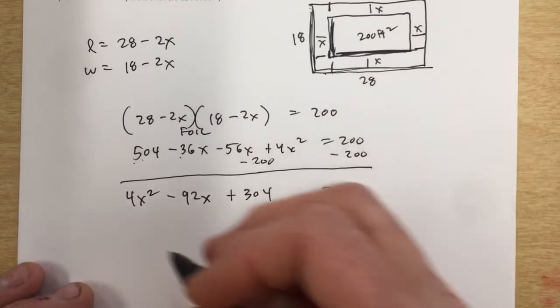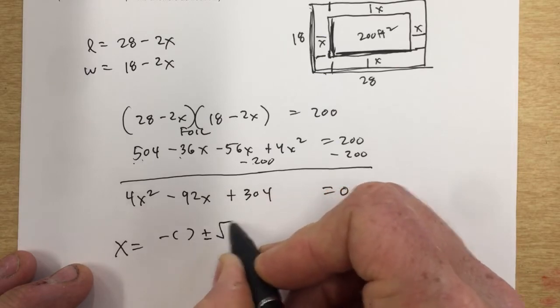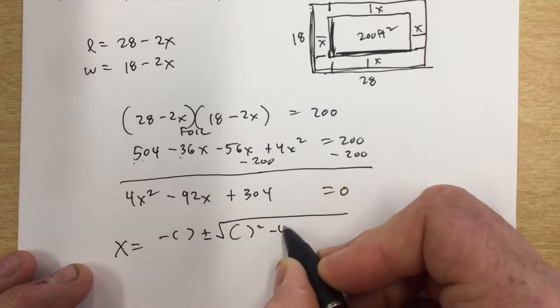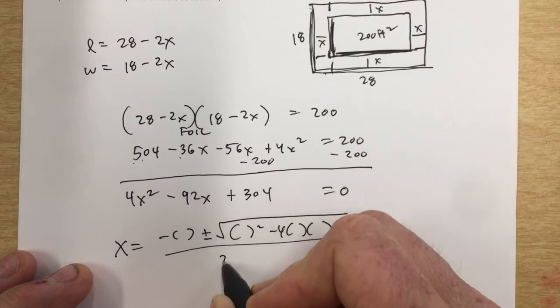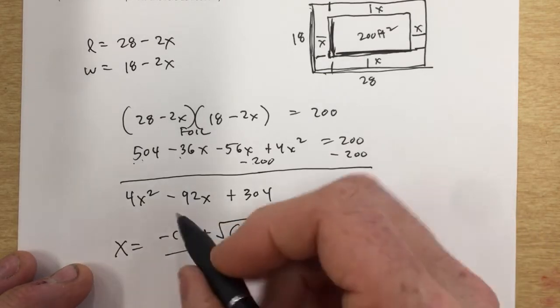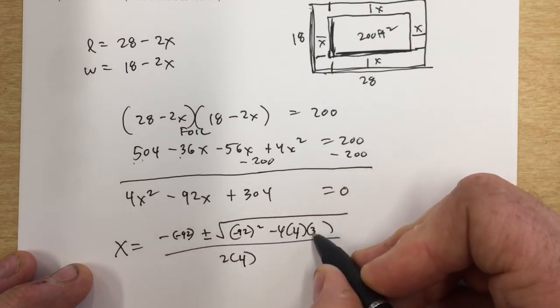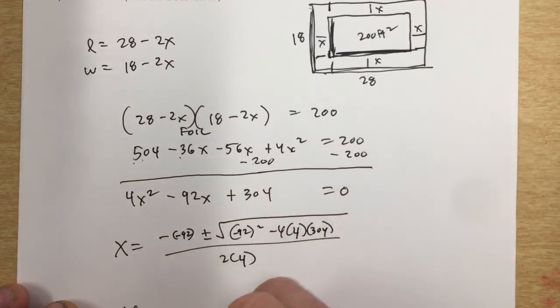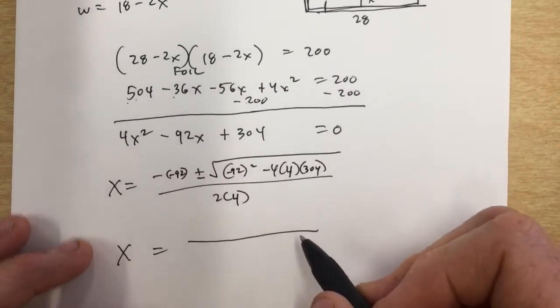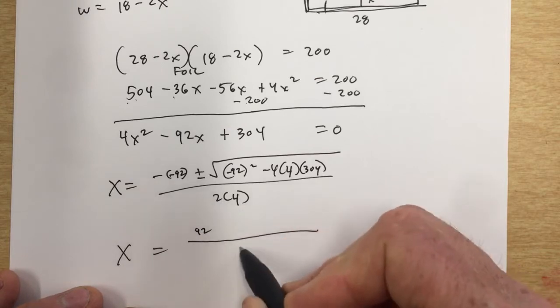All right, so we'll do the quadratic formula. x equals negative b plus or minus the square root of b squared minus 4ac, all over 2a. My a is 4, so it goes here and here. My b is negative 92, and my c is 304. There's three things we do first here. The two negatives make the positive 92. Down here, 2 times 4 is 8.